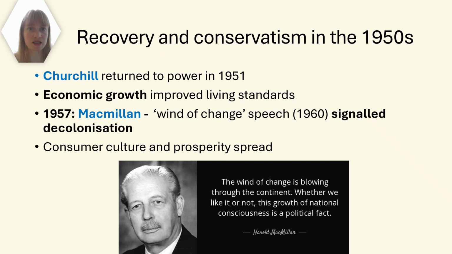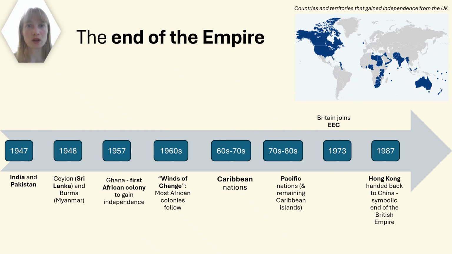In 1957, Harold Macmillan took office, overseeing a period of recovery and rising prosperity. Macmillan famously declared that the British people had never had it so good, capturing the spirit of economic optimism. Yet he also recognized global change. In his 1960 Wind of Change speech, he acknowledged the irreversible movement towards independence among Britain's colonies. While there was lots going on within Britain, a lot of changes were also happening globally.